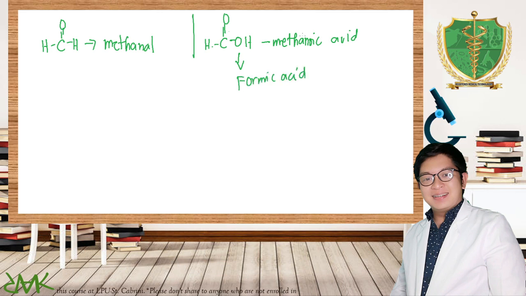Formic acid. Now take note, I've said that the common name of our aldehydes is derived from the common name of our carboxylic acid. We are just going to remove the "ic acid" and change it into "aldehyde." Therefore, the common name of methanal is "form," as in the formic acid, and then add the word aldehyde: formaldehyde.